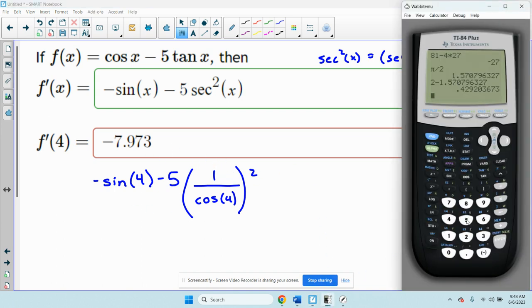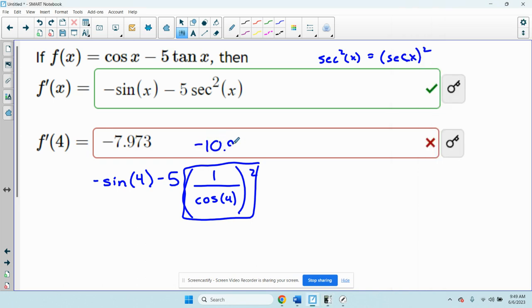So I'm going to do 1 divided by cosine of 4. Make sure you're in radians. Square it. That's this whole thing. I can multiply that by negative 5. Okay. Then I'm going to do negative sine of 4. Take that and add. I get negative 10.946. And that is going to be your answer.